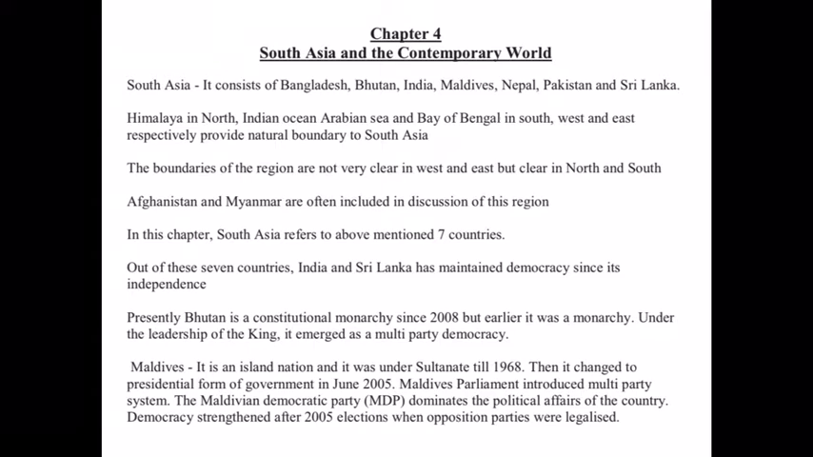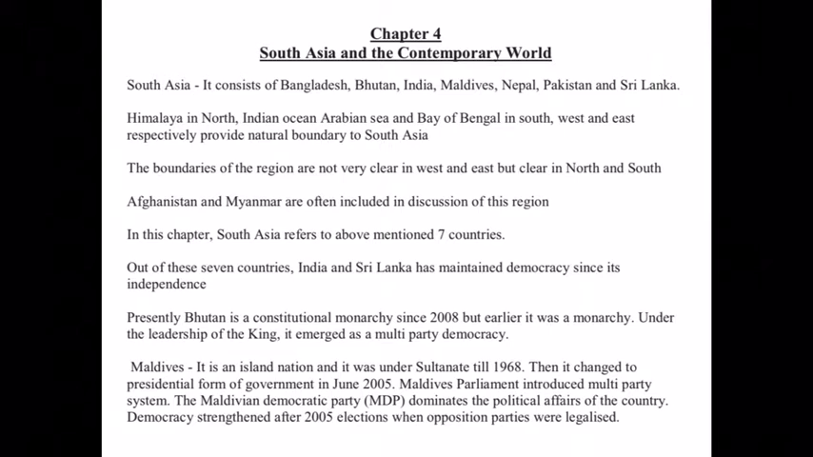And under the leadership of that king only, this country became a multi-party democracy. Means multiple political parties are there and democracy is being established in the form of constitutional monarchy. That is, the head of the state will be the king and rest democracy will be followed in this country. Okay, this is regarding Bhutan. Now let us talk of Maldives.